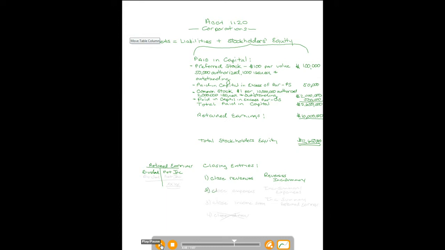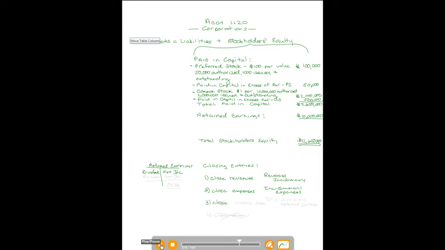And then you would close your expenses. Expenses have debit balances, so you would credit them. So we'll debit income summary for their total of our expenses, and then we'll list out our expenses individually and close them. So into income summary, you put revenue and expenses. If I'm not mistaken, that leaves net income in income summary.